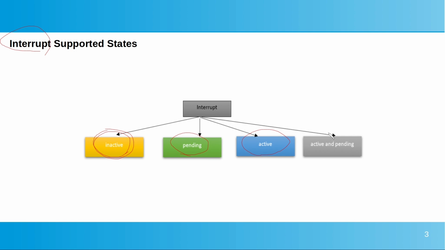And finally, the interrupt can be active and pending. It means the CPU has already jumped to the corresponding ISR handler, but then it received a back-to-back interrupt line event coming from the same peripheral.